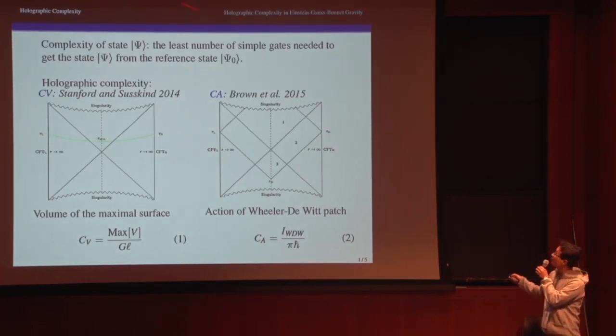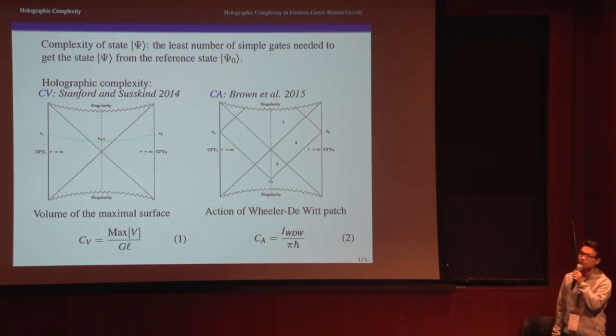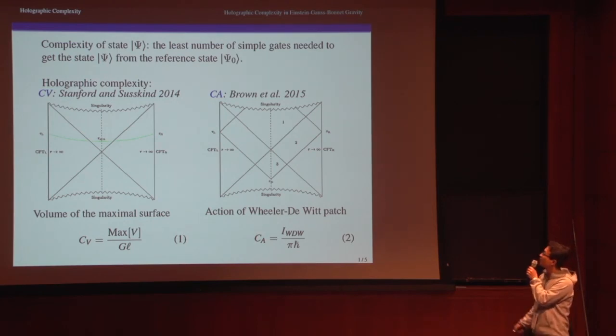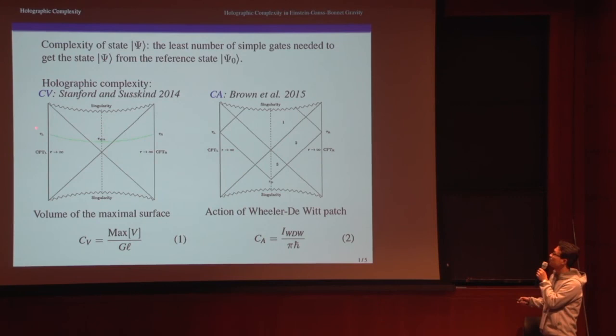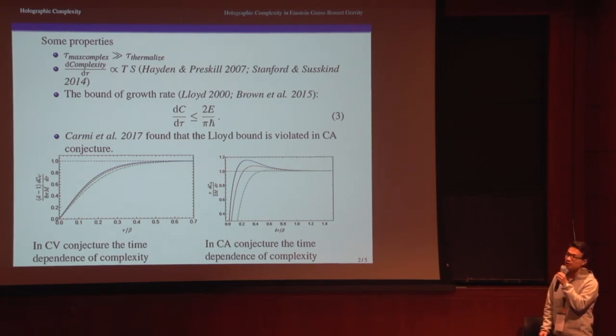This is just the definition of quantum complexity, and if we want to do gravitational physics, there are mainly two holographic proposals for holographic complexity. The first one is the so-called CV conjecture, which relates the maximal volume of a space-like surface connecting two time slices of the boundary field theory, and the second one is the so-called CA conjecture, which is the on-shell action of the Wheeler-DeWitt patch.